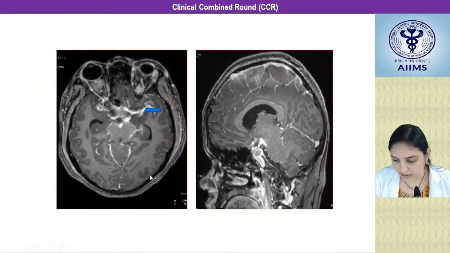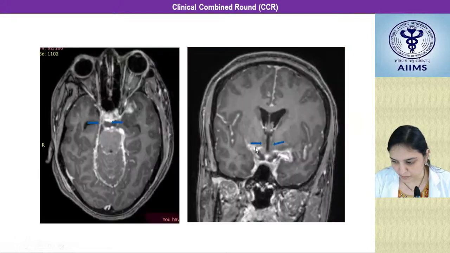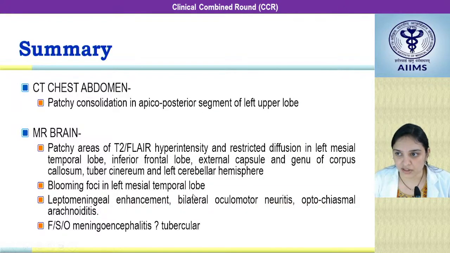On post-contrast images, there is evidence of leptomeningeal enhancement along the bilateral sylvian fissure and along the perimesencephalic cisternal spaces. We can also see enhancement of the bilateral third cranial nerve and enhancement along the intracranial aspect of the bilateral optic nerve. So on imaging, features are consistent with meningoencephalitis, likely due to an infective cause, that is tuberculosis.